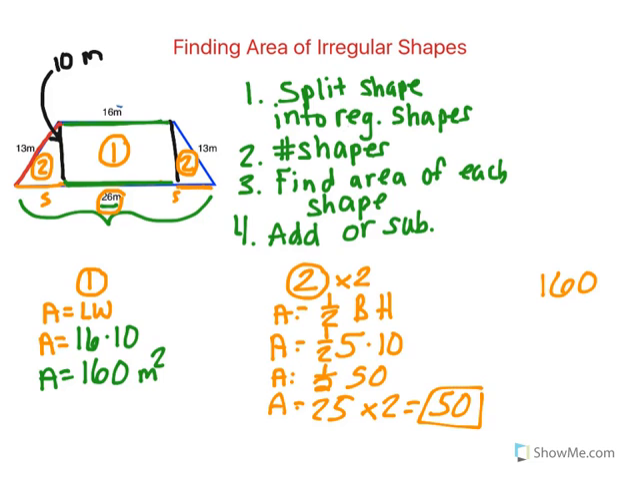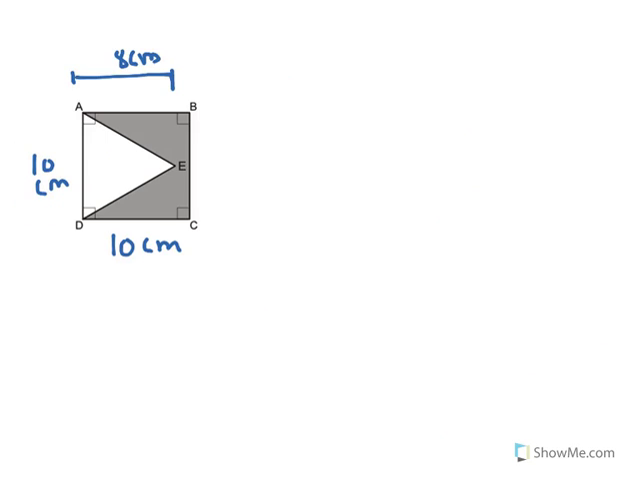Now because I'm putting these all together to form the shape, which is the trapezoid, I can just add my 160 and my 50, and I find out that it is 210 meters squared total in area.